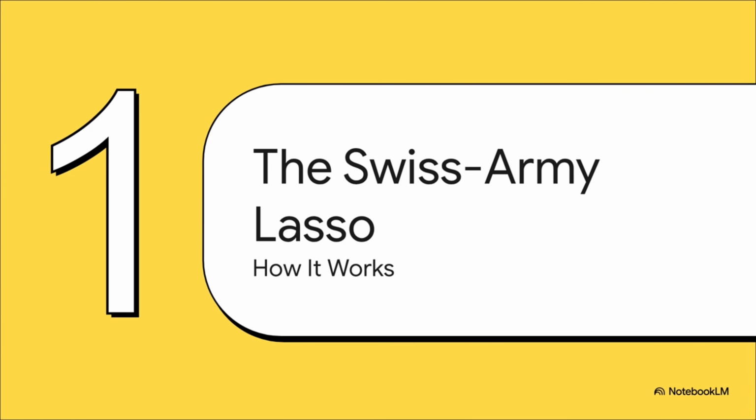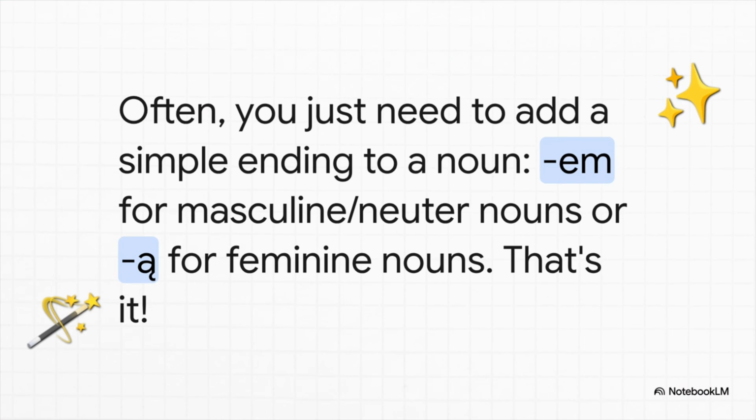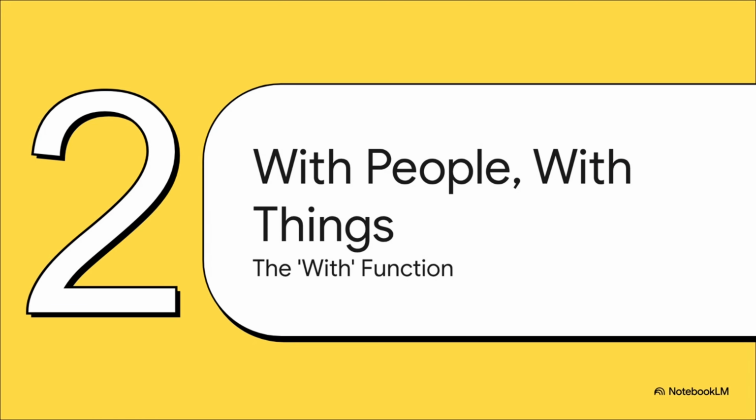Let's get that lasso spinning and see how this thing actually works. For something so powerful, the best part is how surprisingly simple it is to actually form. Most of the time, you're just going to add one of two little magic endings to your noun, either em or ong. That's the basic trick to making it work. So let's start with its first and probably most common job, showing that you're with someone or with something.